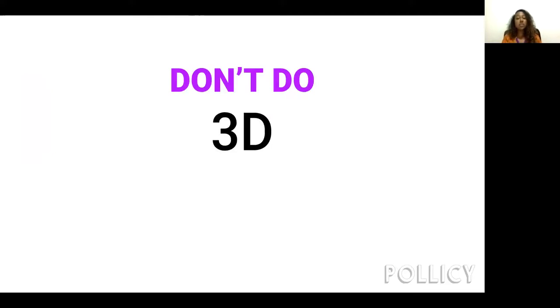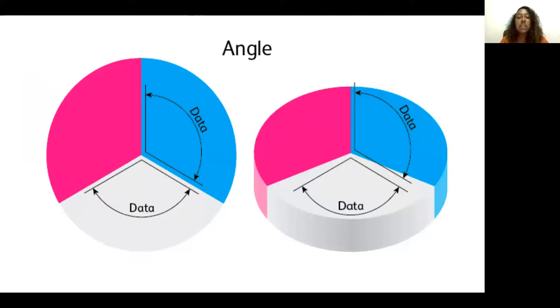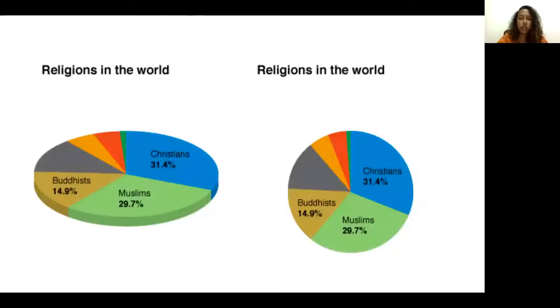Another big one is don't do 3D. Why? It's because when we look at pie charts, we are actually looking at the angle. So we're using the angle to determine the difference between the different pie slices. And if you use 3D, you'll see that actually the volume changes and it's not the same as a 2D chart. So it's actually giving you wrong information. And also the fact is that it doesn't really add anything to your visualization. It doesn't make it any better. So as much as possible, I would say avoid it.